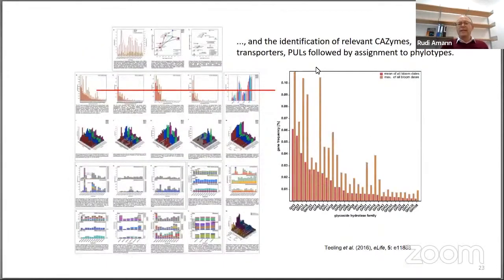And it is combined then with metagenomics and metaproteomics. And what you constantly see is the major reaction is among glycoside hydrolases and other carbohydrate-active enzymes, and among a transporter type to which I will come back in very much detail for the rest of the talk, the so-called starch utilization system, SusCD-type transporters.